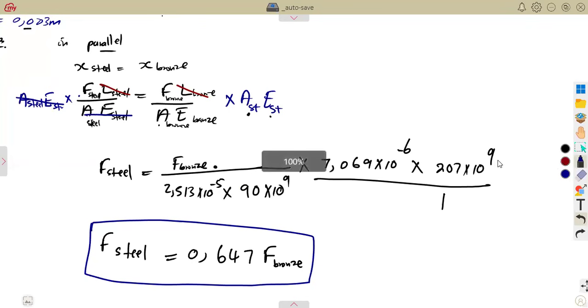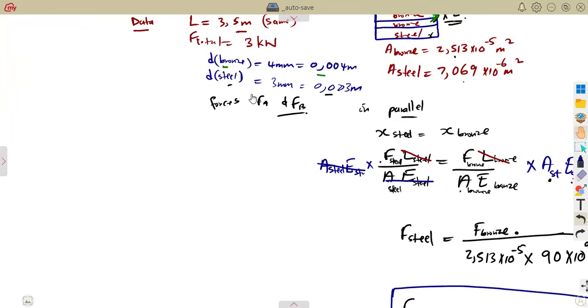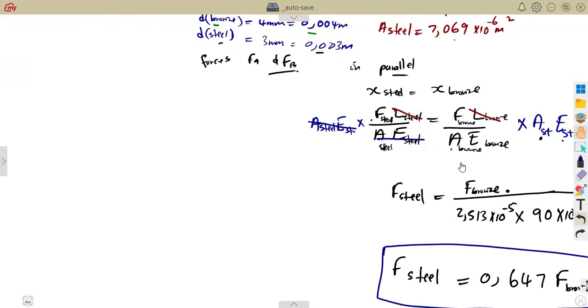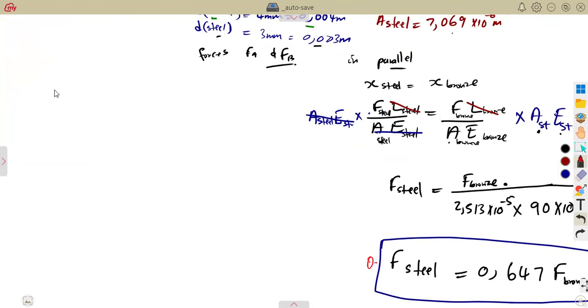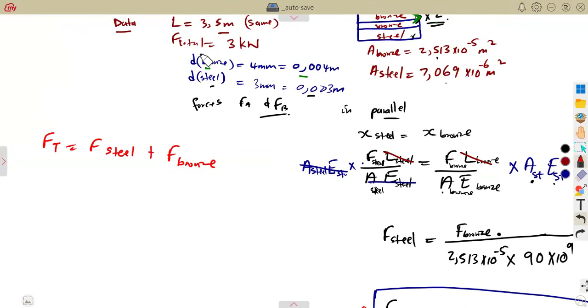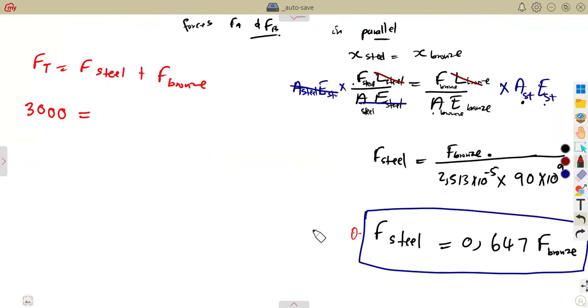We saw in our previous case that we must use what? The total, because in parallel, these forces can be added to give us that total force. So from the total force, we can now determine these together. So this we can even write as equation 1. Then from the total force, Ft is equal to the force for steel plus the force for bronze. So we have that one. The total force is there, 3 kilonewton, 3,000. So 3,000 is equal to these two, sum.